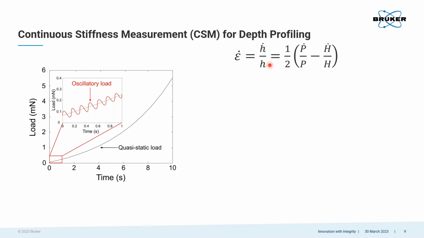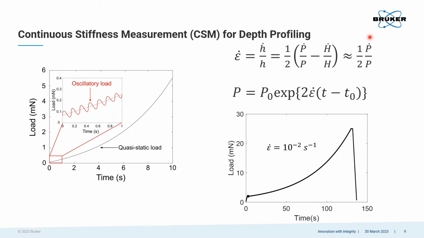We're going to be doing these all in load control, so we need to write this a little bit differently, which is equal to 1/2 p dot over p minus h dot over h, where this p dot over p is the loading rate divided by the current load, minus the change in hardness over the current hardness. And we can approximate this as 1/2 p dot over p. This comes out to be an exponential function in terms of time. So for a given constant strain rate, we get the exponential curve seen here.